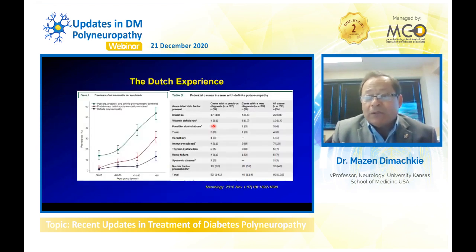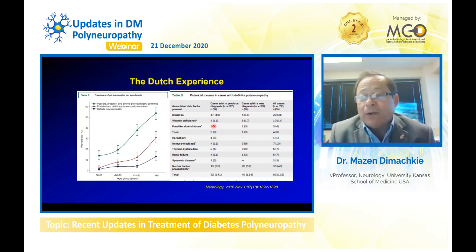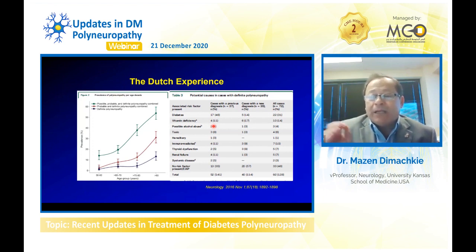Now, the folks in the Netherlands looked at causes of neuropathy and frequency of neuropathy. It turns out if you are very strict and look at definite neuropathy only, anywhere from 4.5% of women and 6.5% of men have neuropathy, which is pretty frequent, as you know.